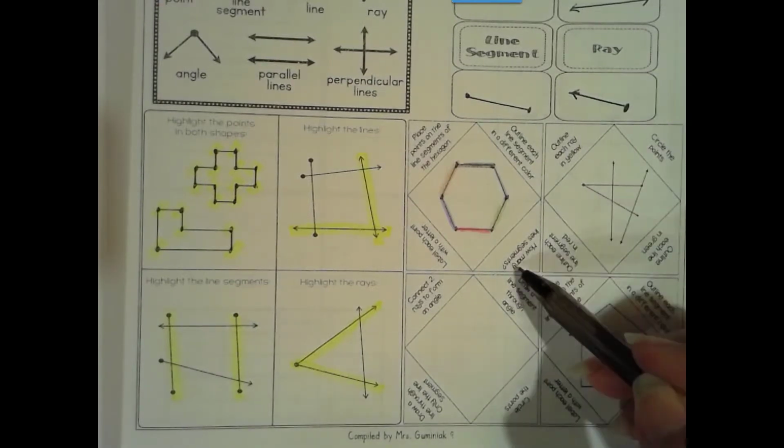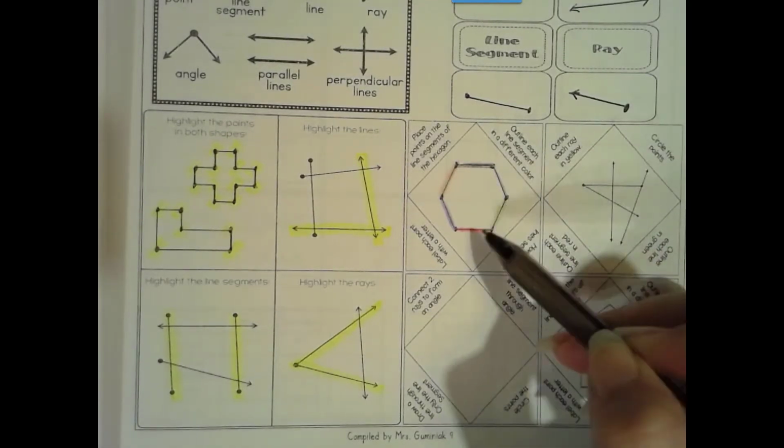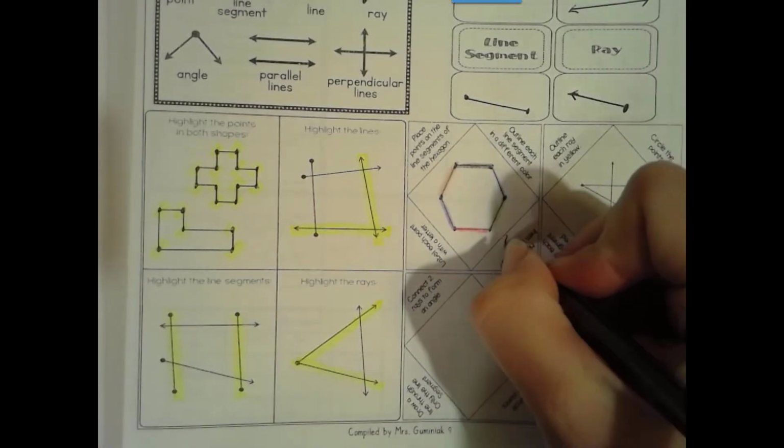Next it says, how many line segments? 1, 2, 3, 4, 5, 6. There are 6.